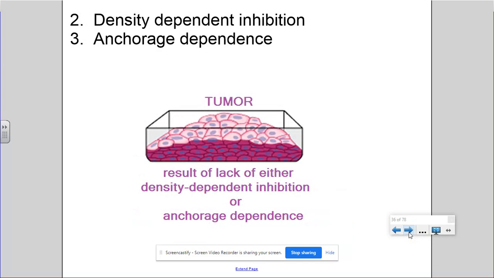Okay, two other examples, density-dependent inhibition and anchorage dependence, are actually what they sound like. Anchorage dependence: most cells have to be attached to some sort of substrate in order to divide. Density-dependent means that once we have too many cells in an area, they're going to stop dividing. A tumor can result if one of these things does not happen. A tumor could then become cancerous or not.